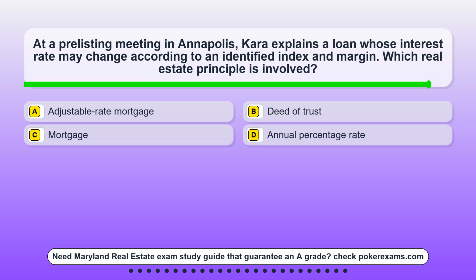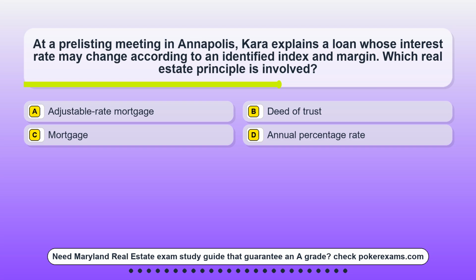Question 1. At a pre-listing meeting in Annapolis, Kara explains a loan whose interest rate may change according to an identified index and margin. Which real estate principal is involved? Option A, adjustable-rate mortgage. Option B, deed of trust. Option C, mortgage. Option D, annual percentage rate.